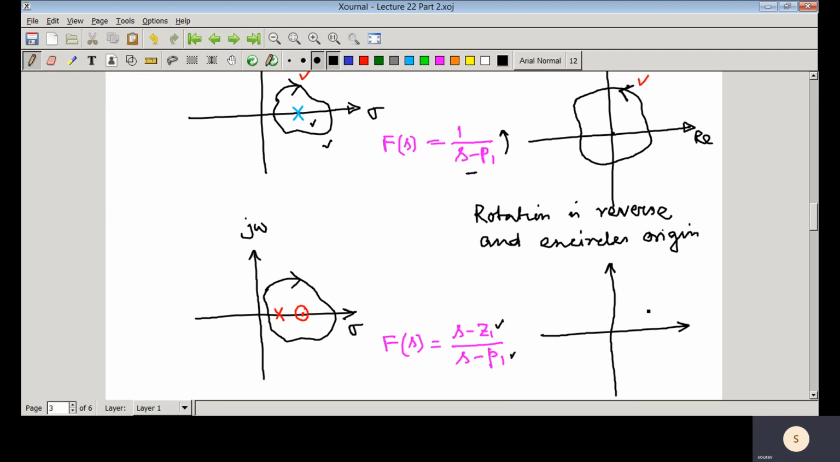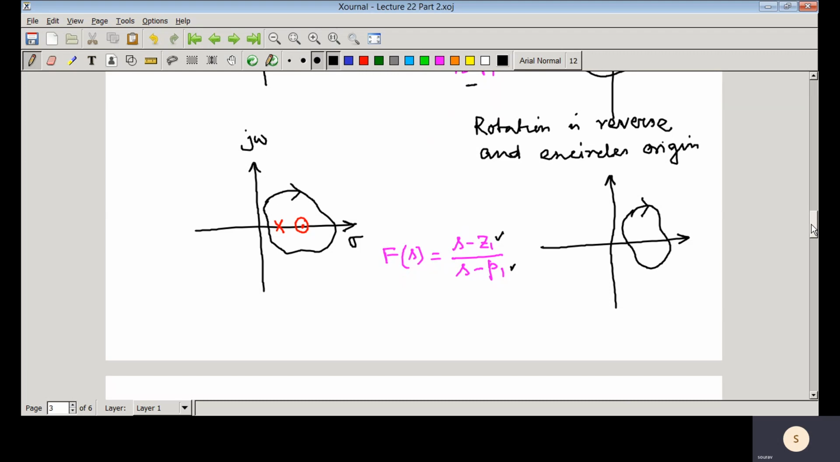So what happens? There would be a contour with the same direction, but it does not encircle the origin. So the rotation remains the same and does not encircle the origin. So this is very important.